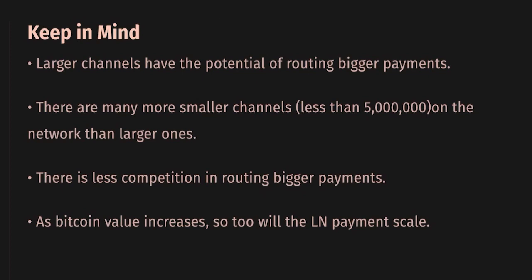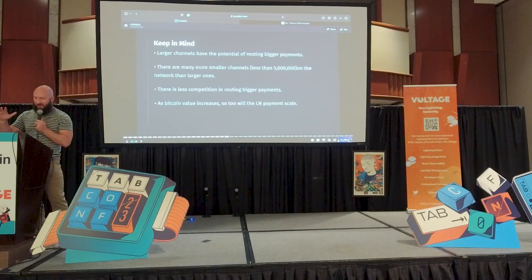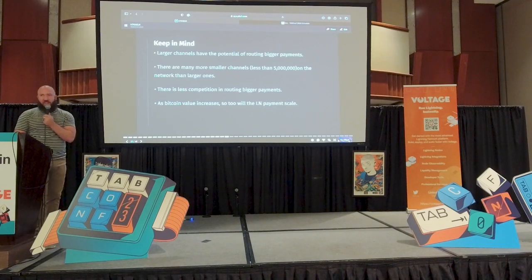Another thing though, if you do have the Bitcoin to make bigger channels, you have less competition to route bigger payments, which makes sense, right? If the average channel size out there on the Lightning Network is 1 million sats, the competition to route payments less than that is pretty high. But if you have a big channel and you can route a 5 million sat payment, there's less channels on the network that can do that. So just keep that in mind too. In my opinion, at least right now, based on Bitcoin's current purchasing power, less than 5 million sats is kind of a small channel.